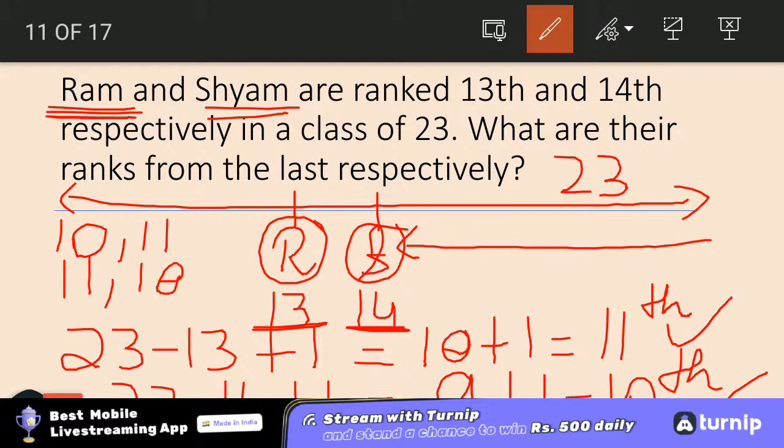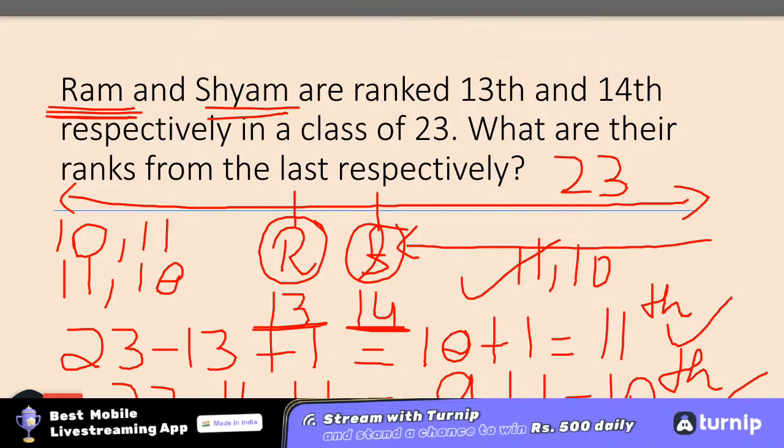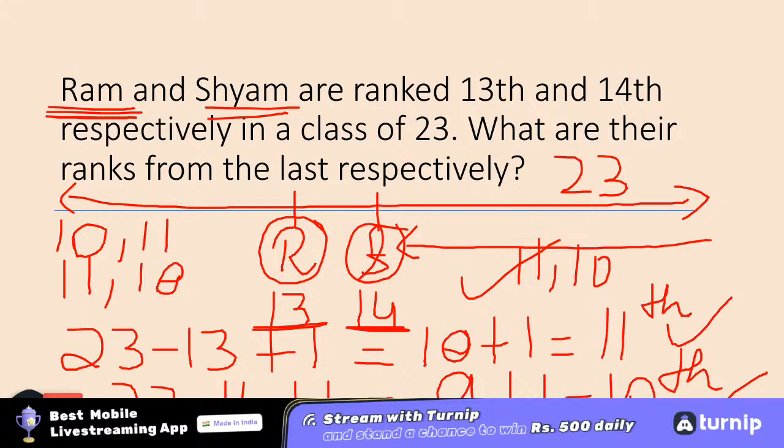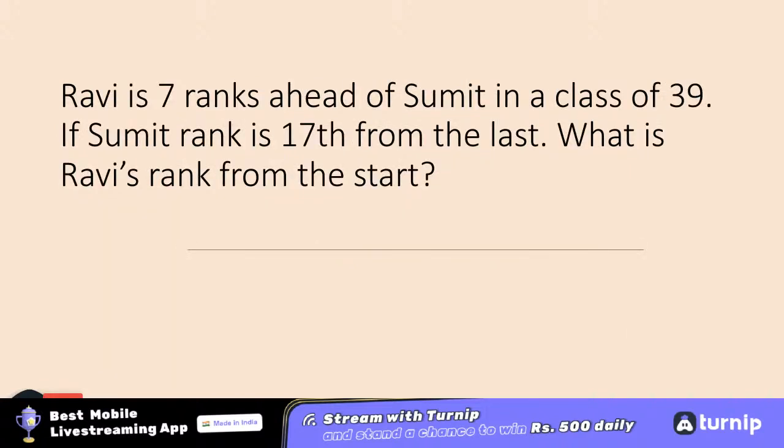Who was mentioned first? Ram. So the option which is 11, 10 would be correct, because we give priority to the one who is mentioned first. These are simple mistakes which you commonly make while solving MCQ questions. Moving ahead to the next one. Ravi is 7 ranks ahead of Sumit in a class of 39. Now, how many students are there in the class? Hurry up, you need to think.